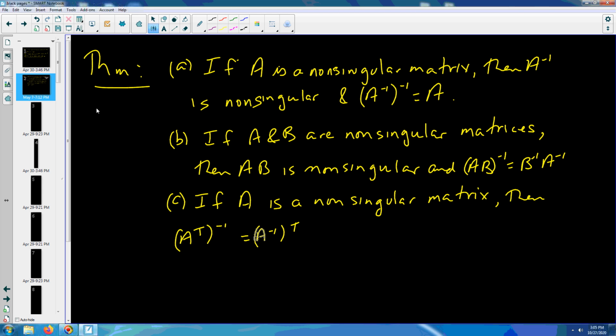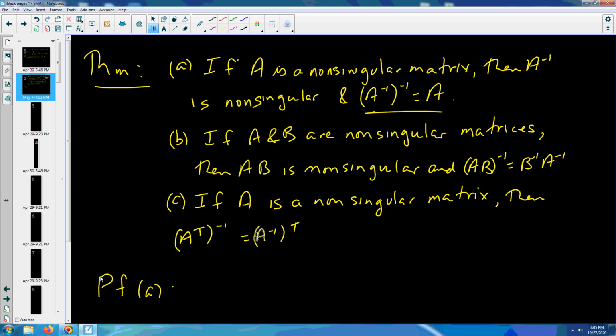In this video, we're going to prove some theorems about properties of inverses. The first statement is: if A is a non-singular matrix, then A inverse is non-singular, and the inverse of A inverse is just A.